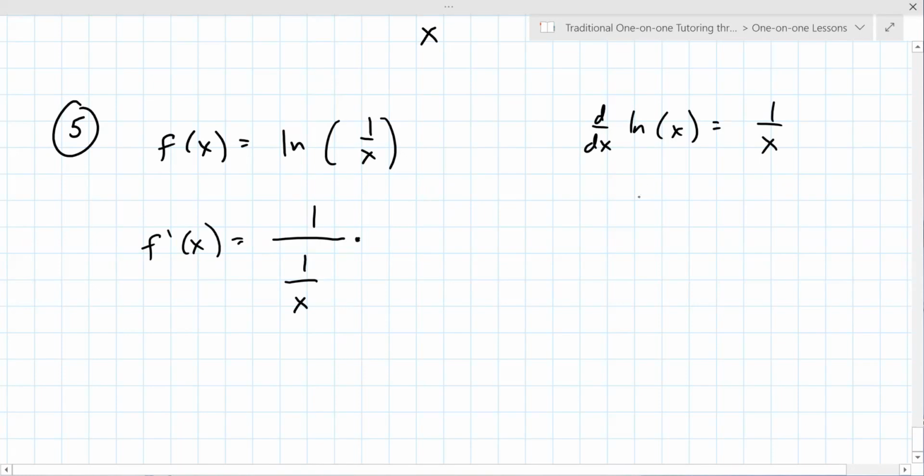So 1 over x is really x to the minus 1, so you can do your power rule stuff. It ends up being minus 1 over x squared. This reduces to minus 1 over x. You can think of that as being over 1. This x cancels with this x.